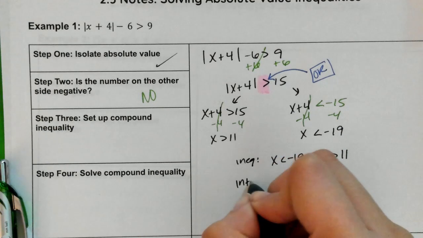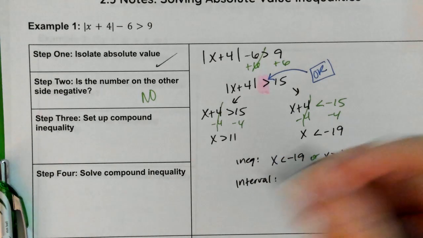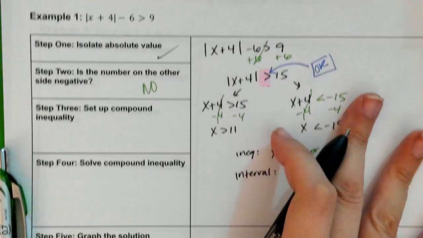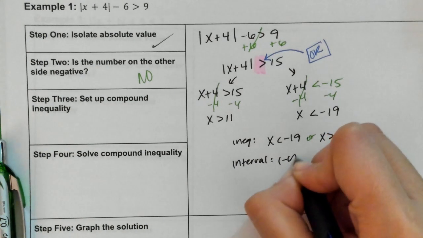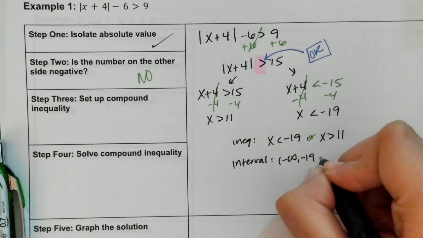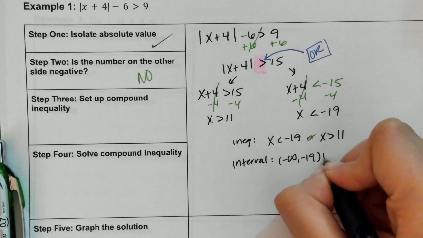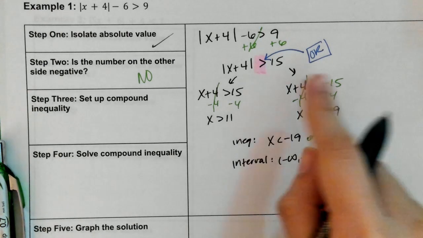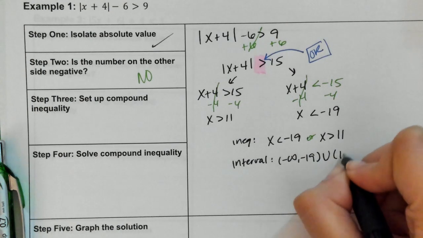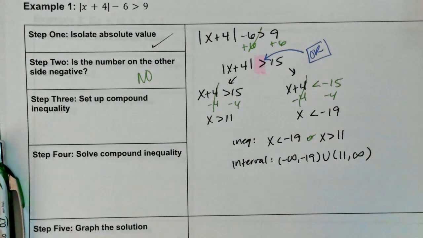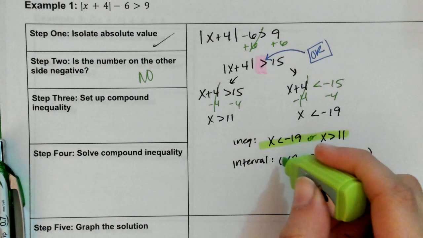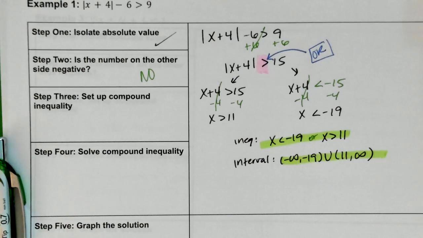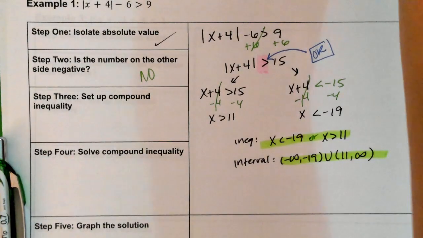And then for interval notation, I'm going to use the union because it's an or case. So negative infinity, negative 19, parentheses because there's no equal to, union, 11 to positive infinity. Those are my two answers, whether I write it in inequality or interval notation. It's important to know how to write it in both notations, although you won't always have to write it in both notations.